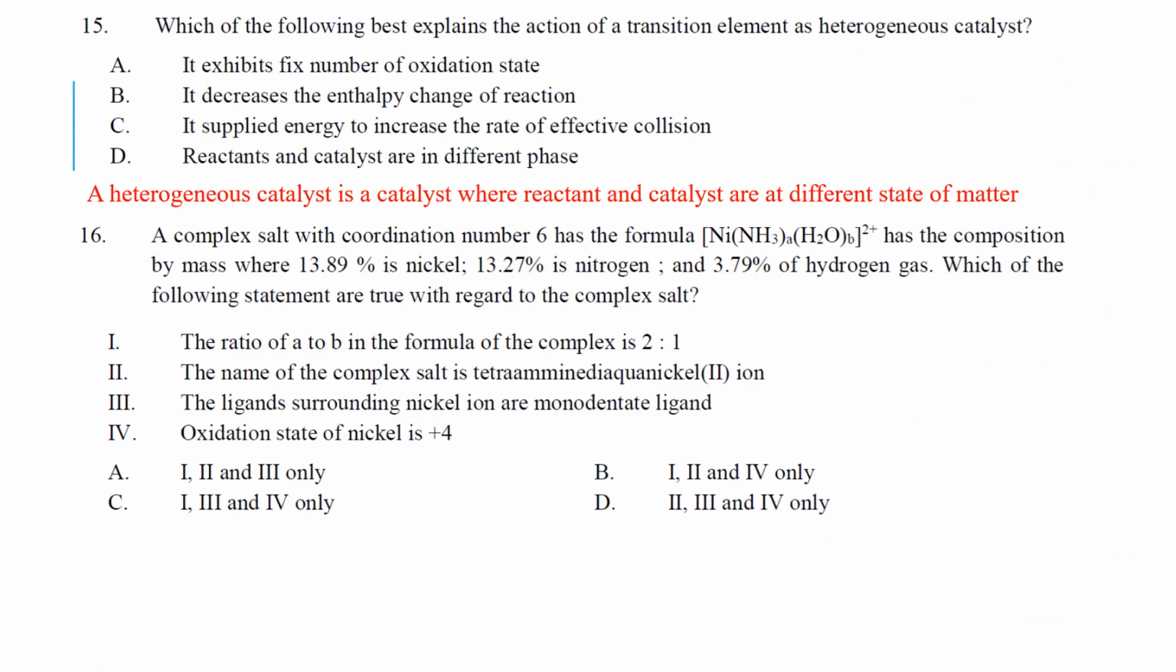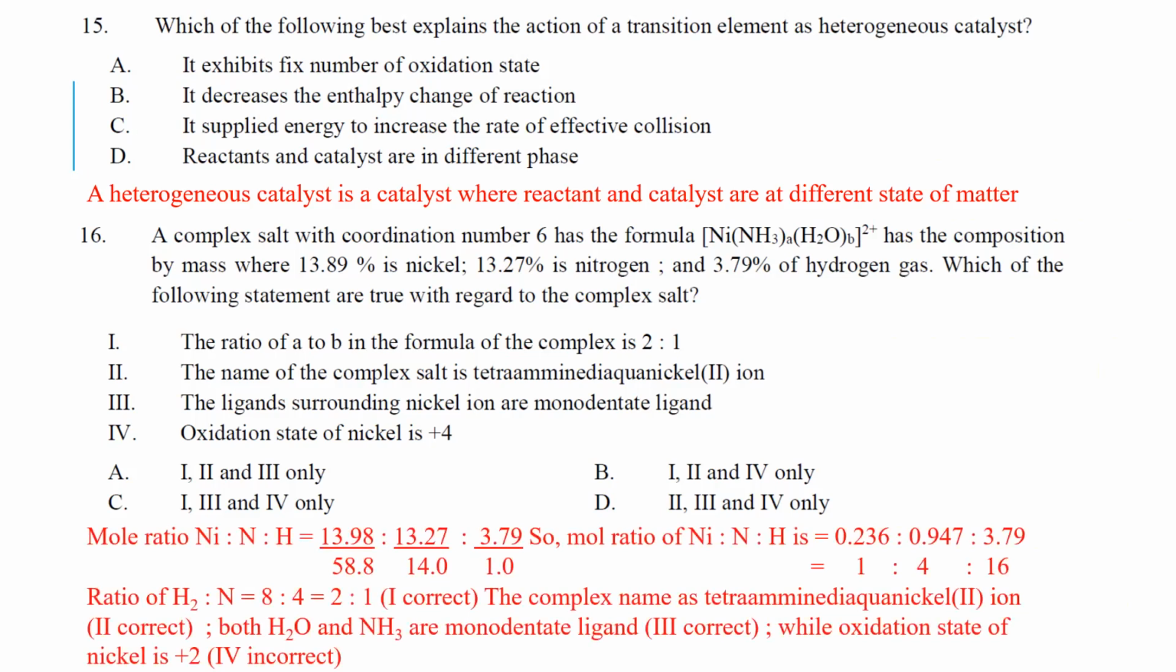Number C, it supplies energy to increase the rate of effective collision, which is not right. You cannot supply energy in the form of a catalyst. And then number D, reactant and catalyst are in different phases, which is sometimes correct. So the best answer for number 15 is A.